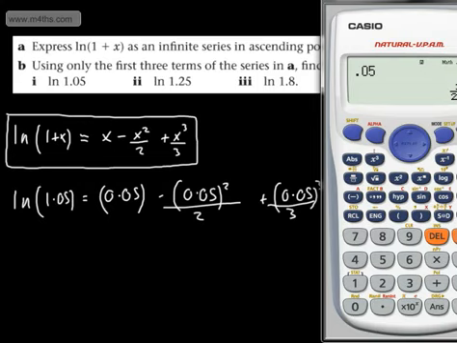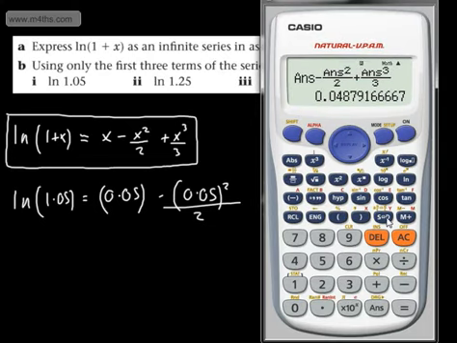So what we're going to do from here is just set this up. So what I'll have is my answer minus my answer squared over 2. And then what we'll have now is plus my answer cubed, answer cubed over 3. And we end up getting this right here. So what's that going to give me?